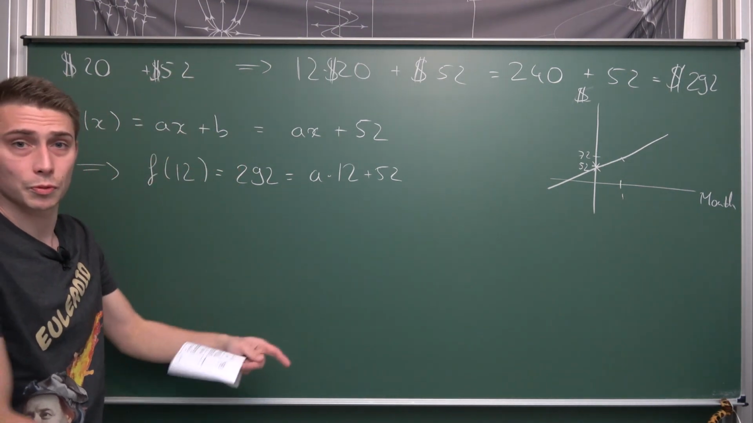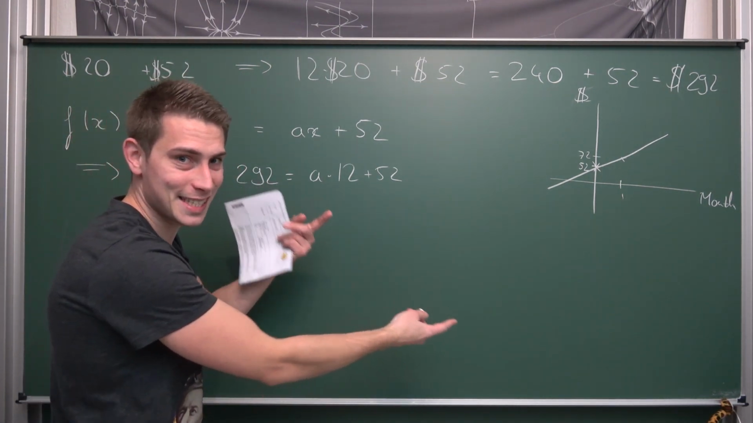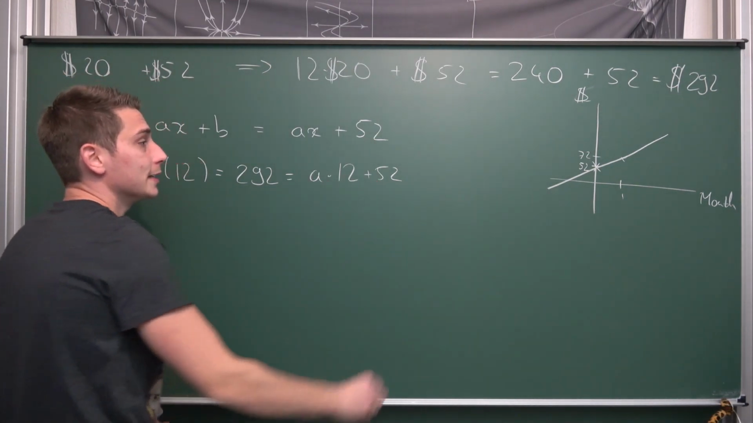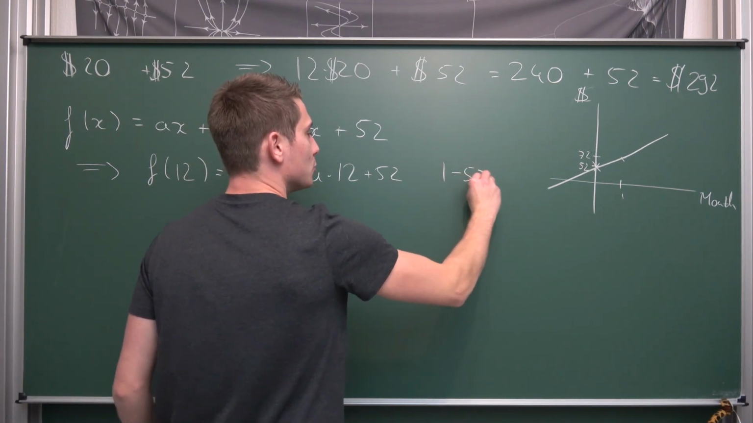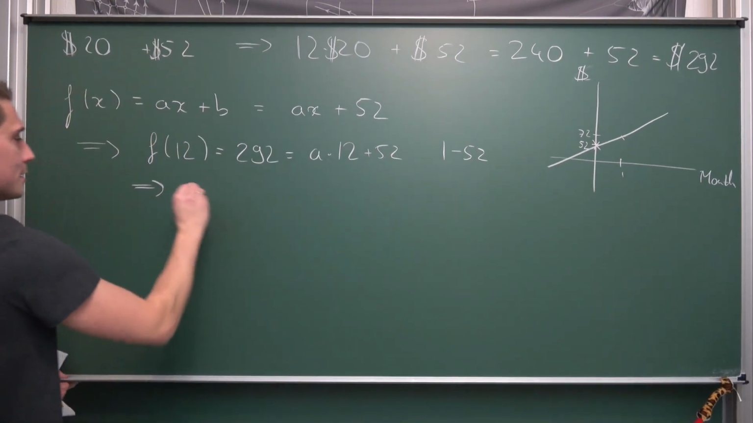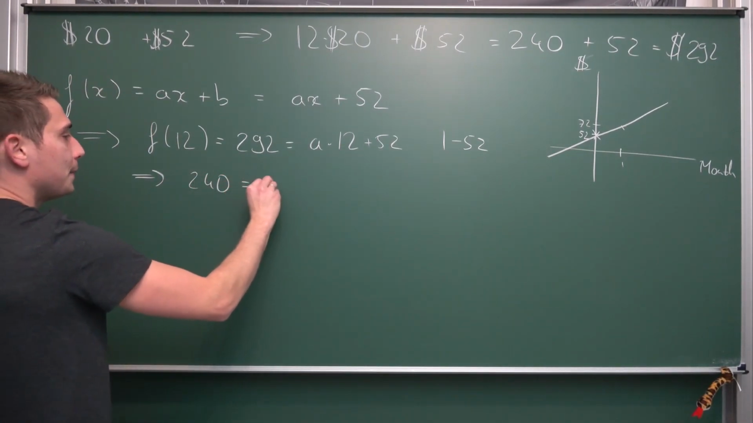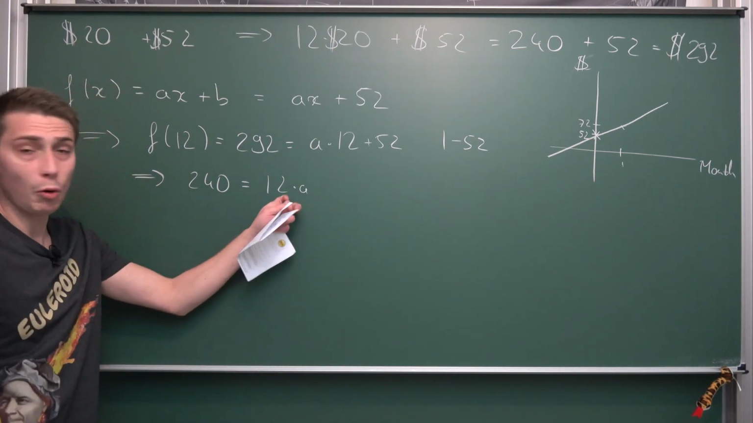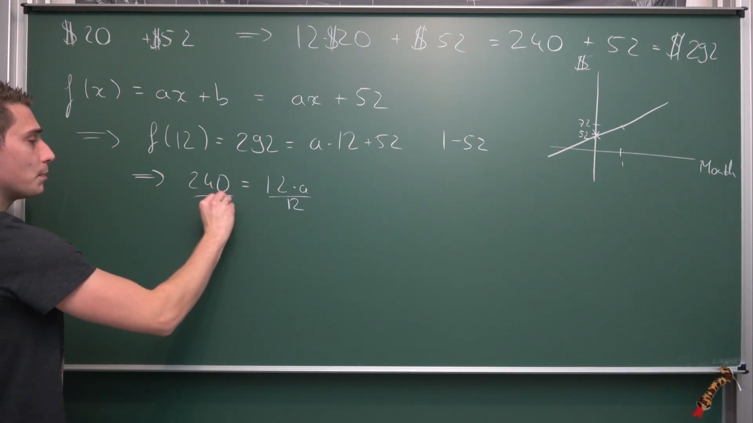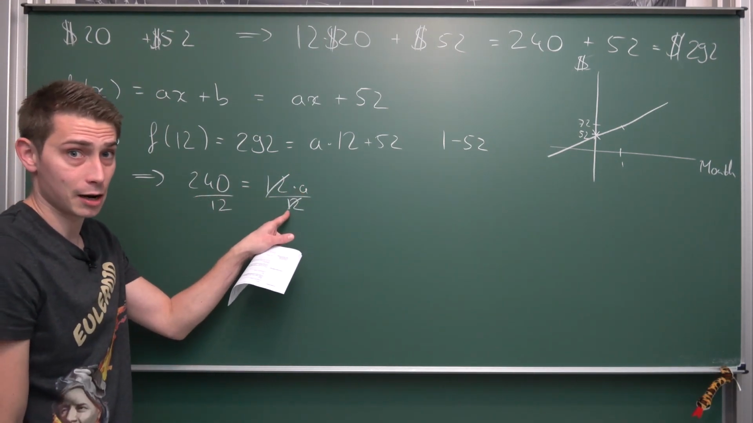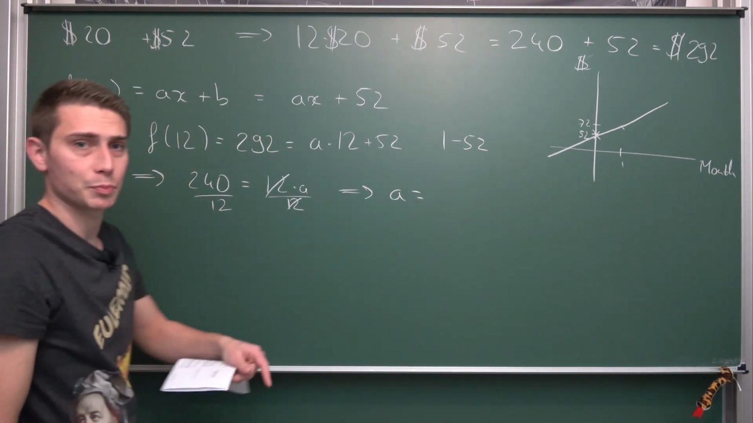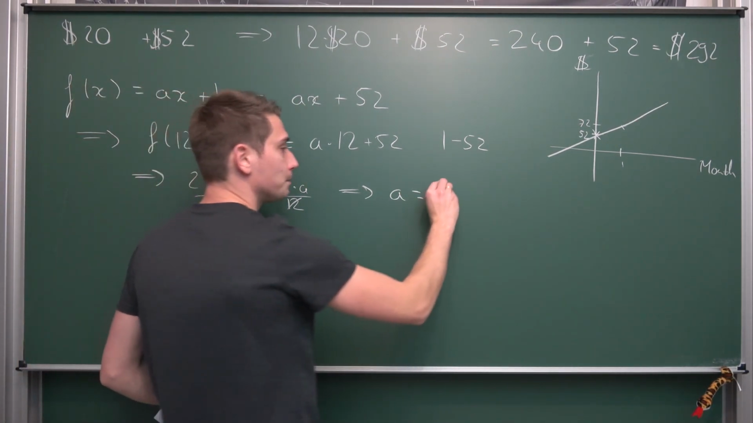For this, we are going to bring everything that's a on the one side and everything that's not a on the other side. At first, let's get rid of the 52 that we are having here, meaning we are going to subtract 52 on both sides, leaving us overall with 292 minus 52 is going to result in 240, being equal to 12 times a. And now we are going to solve for a by getting rid of the 12 here, meaning we are going to divide both sides by 12, with 12 cancelling out on this side, leaving us with a value of a being equal to 240 divided by 12. Well, this is just 20.